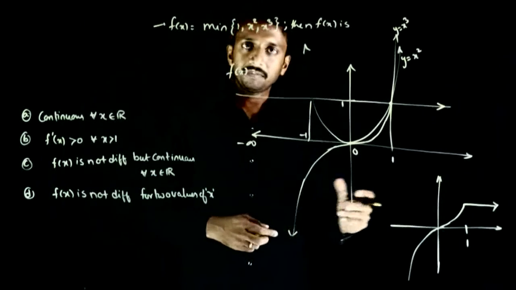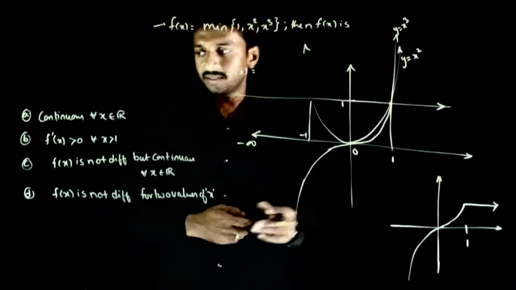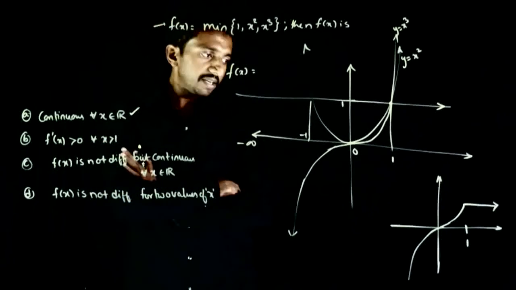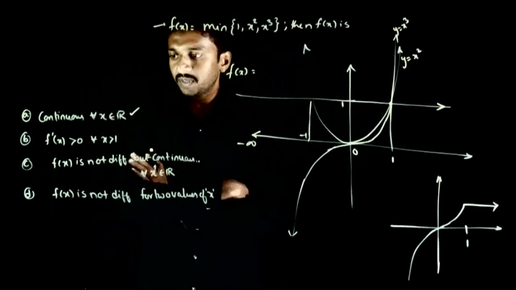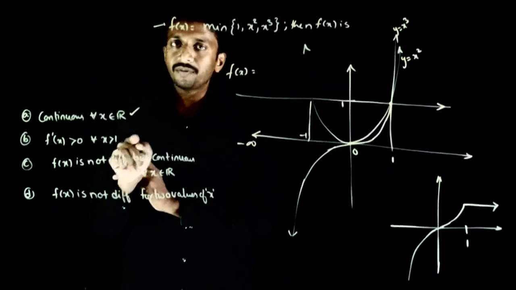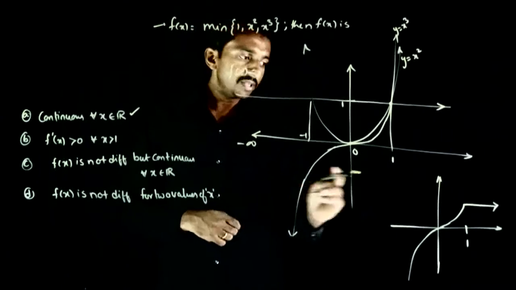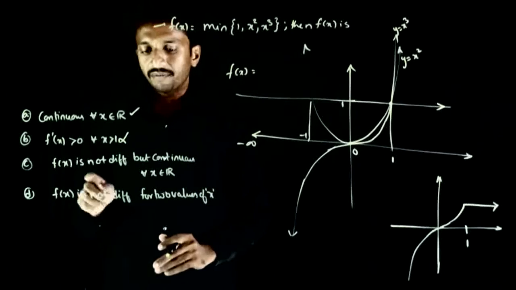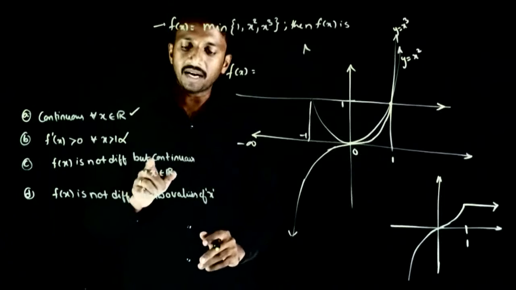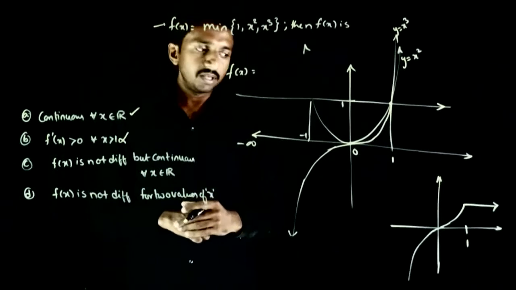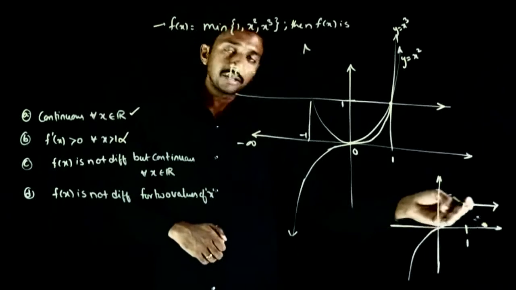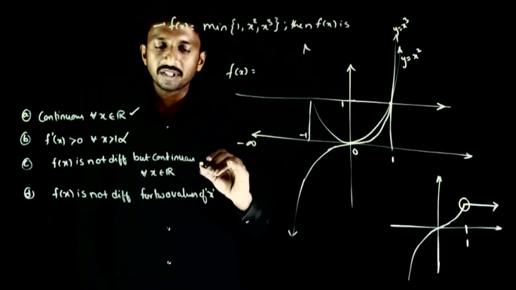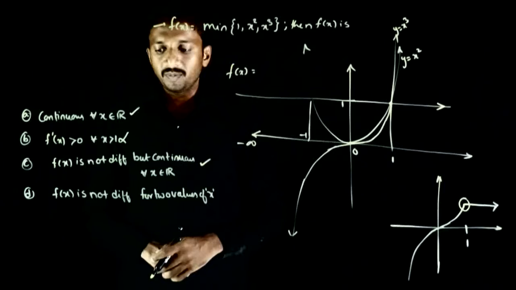So आप if you try to analyze this function, it is continuous for all x belongs to R, which is right. So इसमें problem नहीं. F dash of x is greater than 0 for all x greater than 1. This is wrong because f dash of x is equal to 0. So ये wrong है. F of x is not differentiable but continuous for all x belongs to R. So continuous तो है but एक point पे not differentiable. So this is not differentiable but continuous for all x belongs to R.